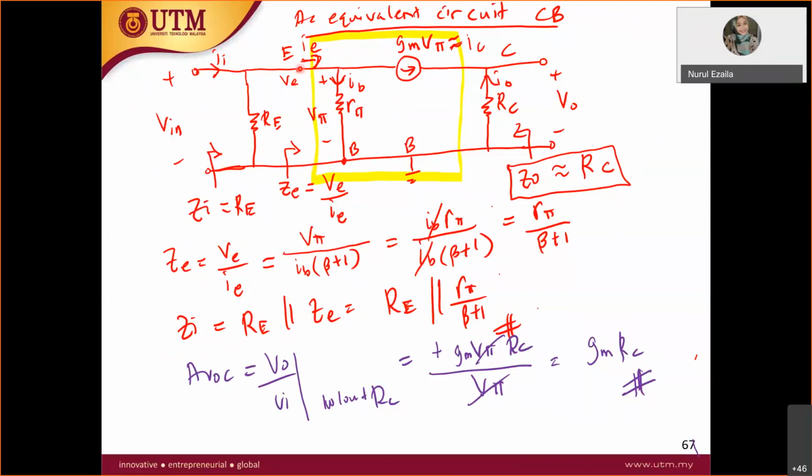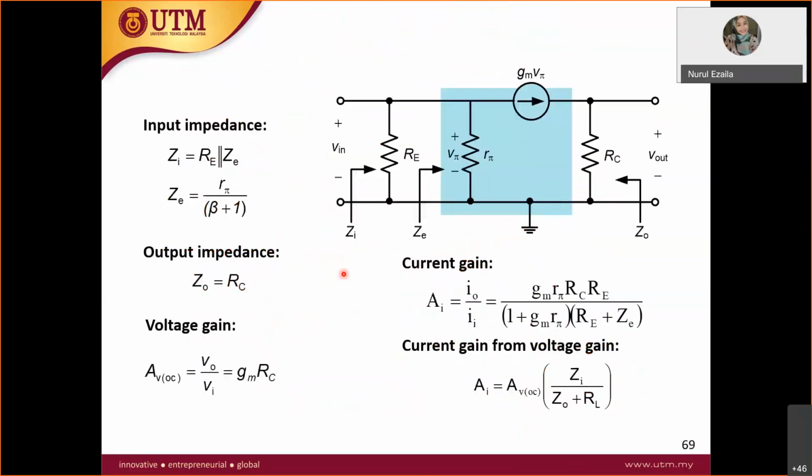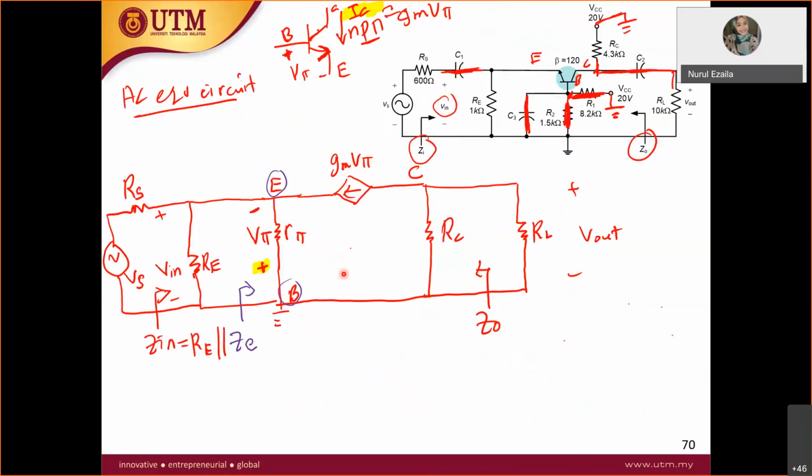So what are the voltages involved? It is actually VE, which in this case is equal to v pi, and IE is equal to IB times beta plus 1. Let's take a look here. So your ZE is equal to this node, VE, over IE.